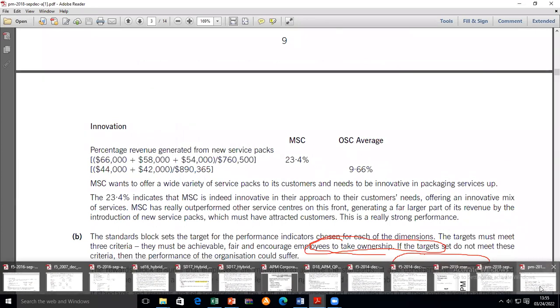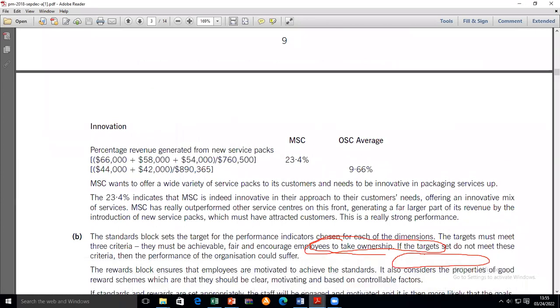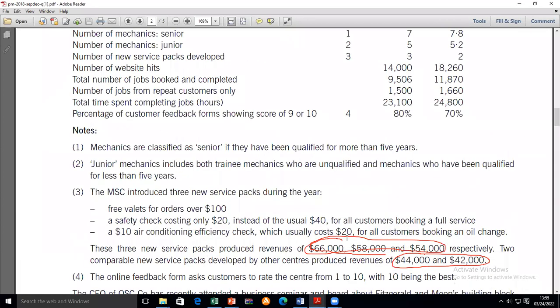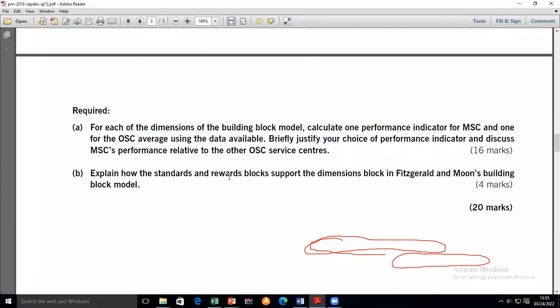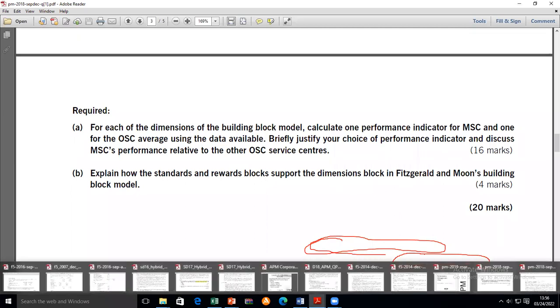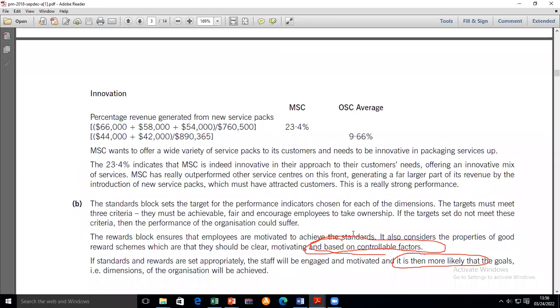And the last part of our question was: explain how the standards and reward blocks support the dimensions. So what's the link between the standards and the reward? These two blocks, standard is a block, reward is a block. How do they support the dimension?